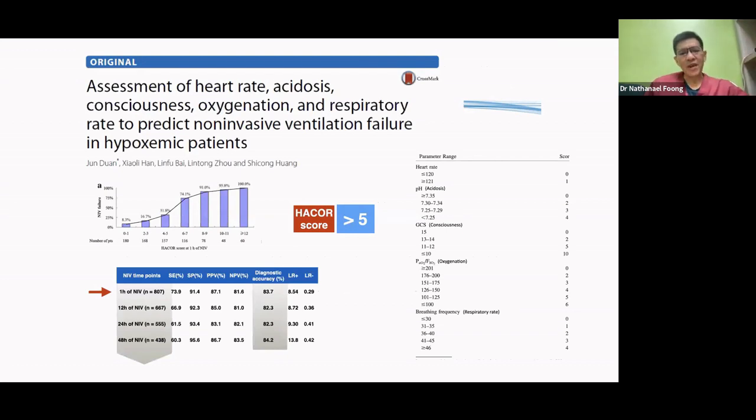Another scoring system that I recommend you to use, although we don't use it very often, is the HACOR score. I mean, this has been around for years. We know that it's actually sensitive. It has good positive predictive value of more than 80%. It's not too tedious to score, but of course you need all these parameters to be in place before you can actually score them. And a score of more than 5 at 1 hour probably will tell you that the patient will not do well on the NIV. You probably need to intubate them early.